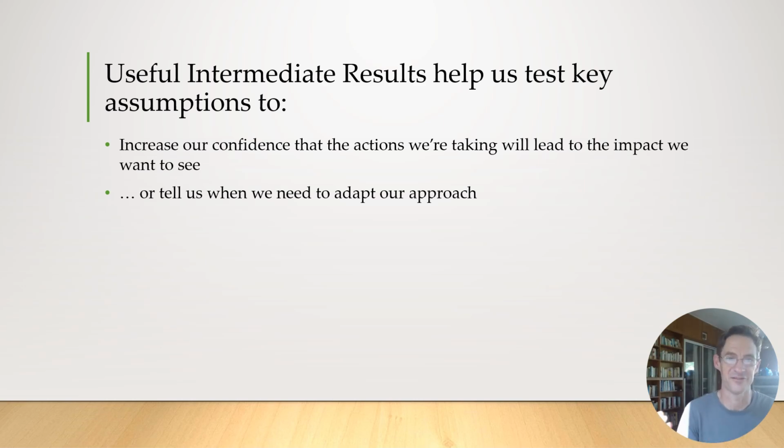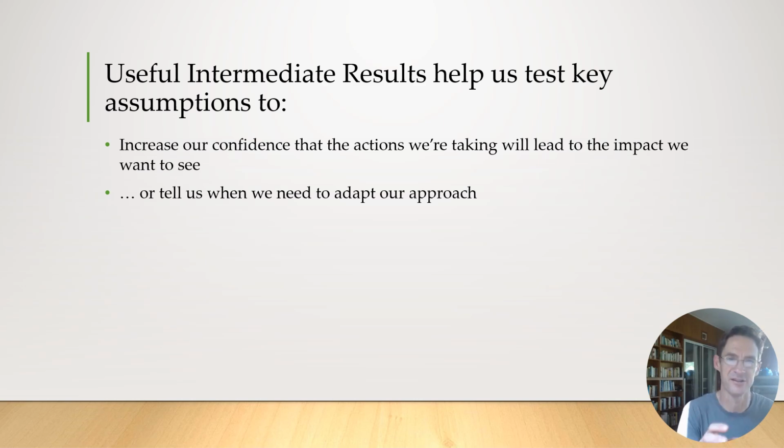And in that results chain, there are a bunch of assumptions. A bunch of things that have to be true in order for that logic to play out the way that we want it to. And intermediate results can help us to test the most important assumptions. And generally, those are assumptions where, if the assumption is not valid, it really is likely to make it much harder to achieve the outcome we want to see. So it matters. And we're not really sure if that assumption is valid. We don't have a lot of really strong evidence to give us confidence in the assumption today.